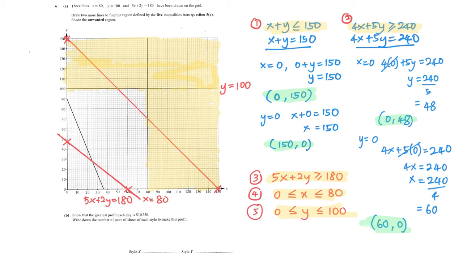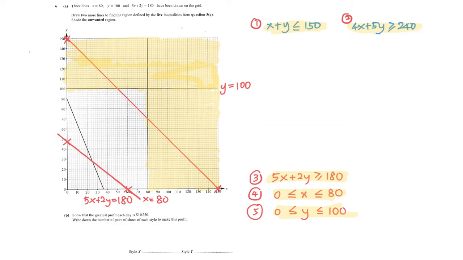Okay, so now we have all the 3 slanted lines. So let's choose a point that is in between here. I'm going to choose a point here, maybe this point. This point has an x value of 40 and a y value of 60. All right, so if this is the correct region, it should satisfy the inequalities. Okay, the x is 40 and the y is 60.